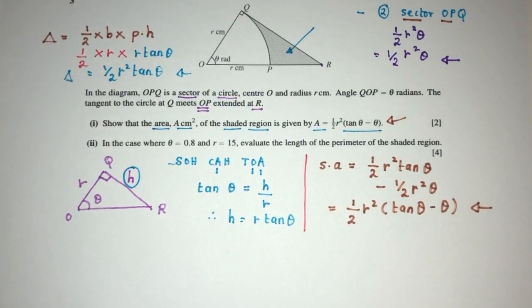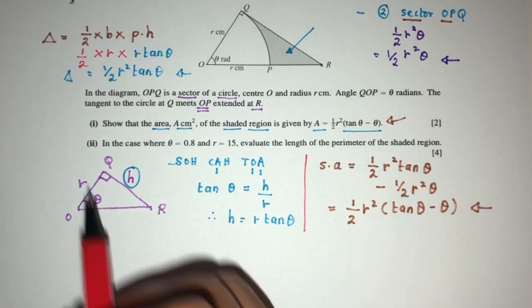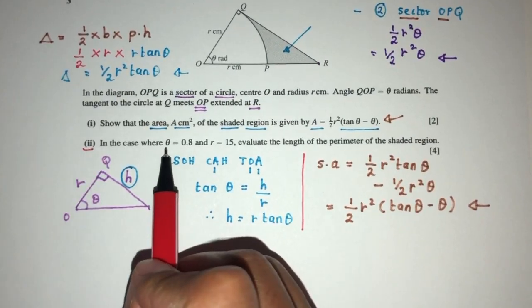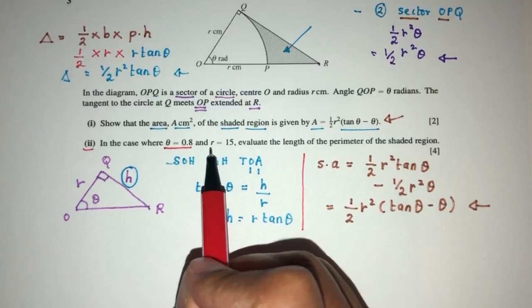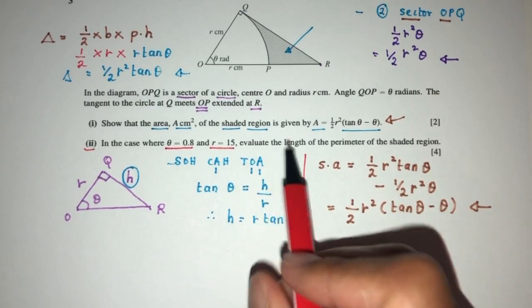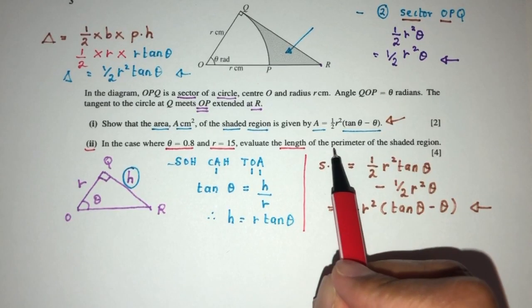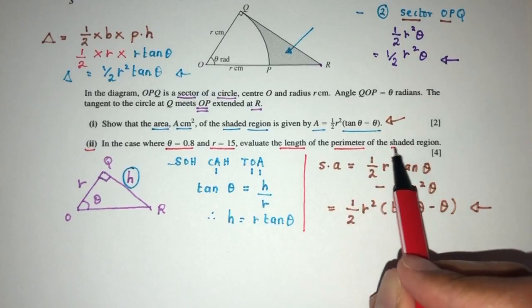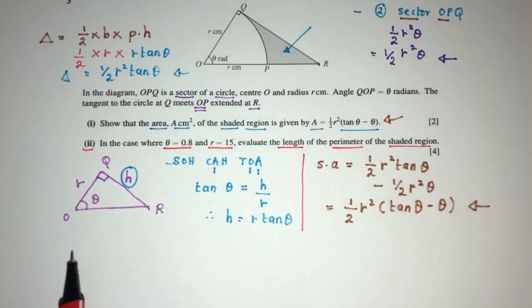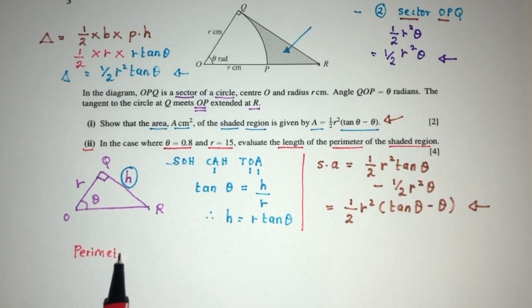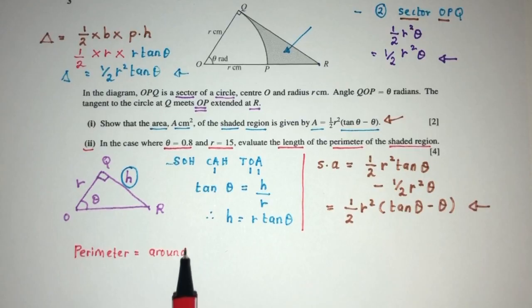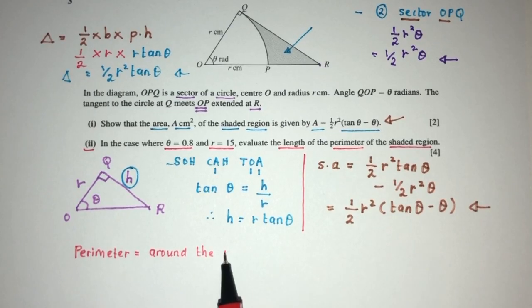Okay, that is part 1 of the question. Now for the next part, we have theta equal to 0.8 and r equal to 15, and we have to find the length of the perimeter of the region. Again, what is perimeter? We have to know the definition of this. It is the distance around the region that we need to find.